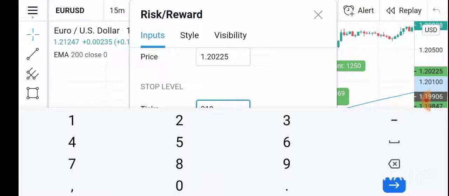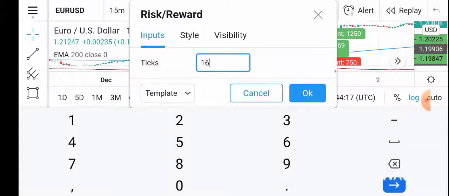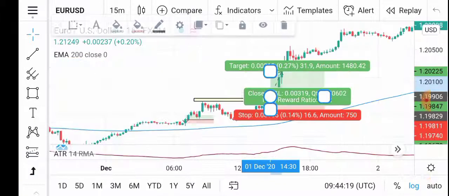So you come to the stop level. Guys, I'm using my mobile phone. My PC is bad.